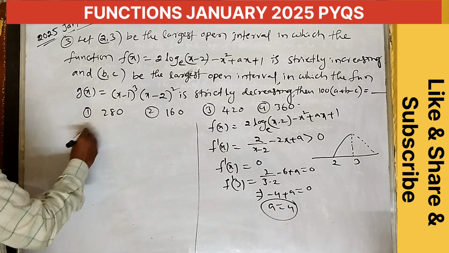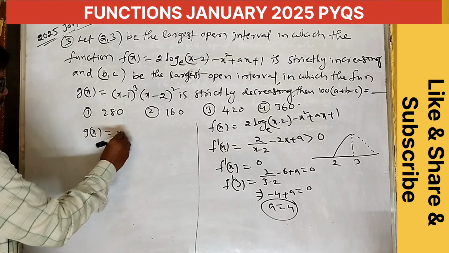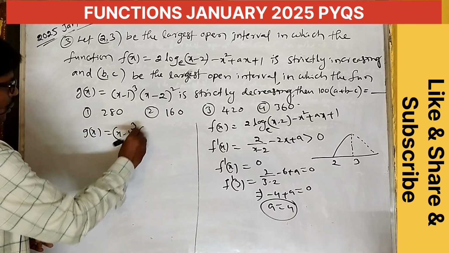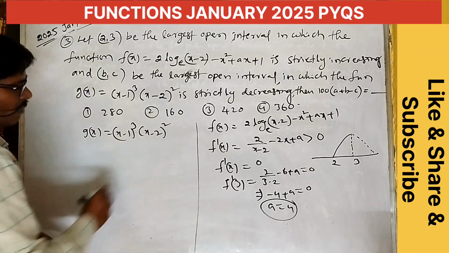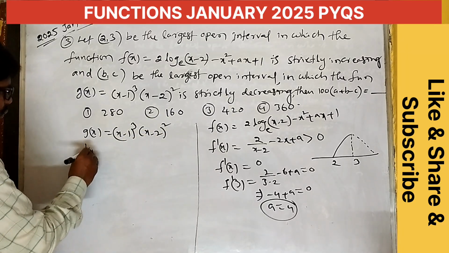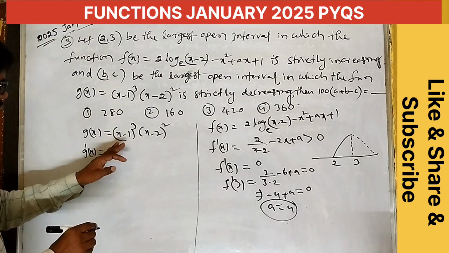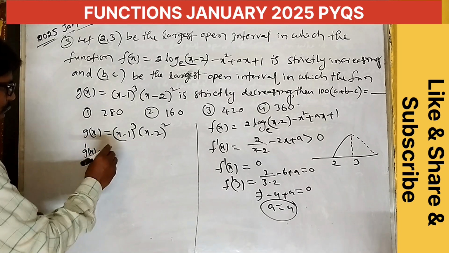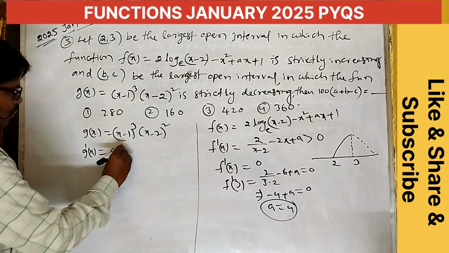What is the another function? g of x is equal to (x minus 1) whole cube into (x minus 2) whole square. This is the g dash of x. Find the g dash of x. g dash of x is equal to, here, the uv formula. Apply the uv formula. Here (x minus 1) whole cube.